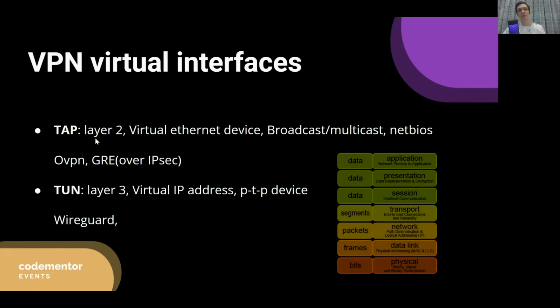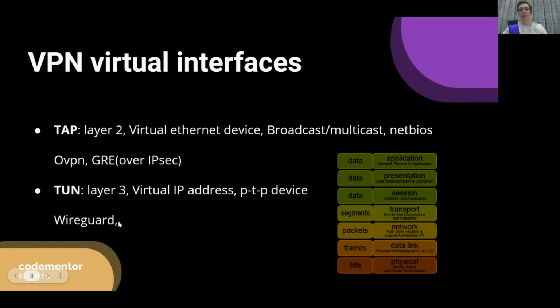So just one more thing. When you create your VPN, there are 2 different types of interfaces that can be created in your system. Usually it is layer 3, so it's a TUN interface. It gives you a virtual IP address. So when you create your VPN connection, you have an interface that has an IP address. It is created as a point-to-point device, for your device to be able to connect to some remote network.